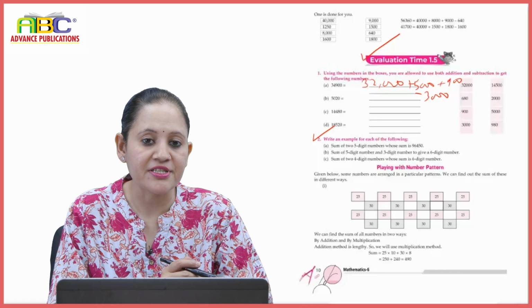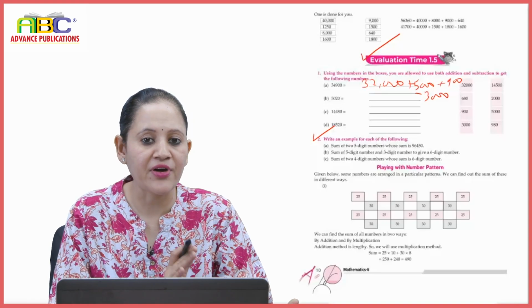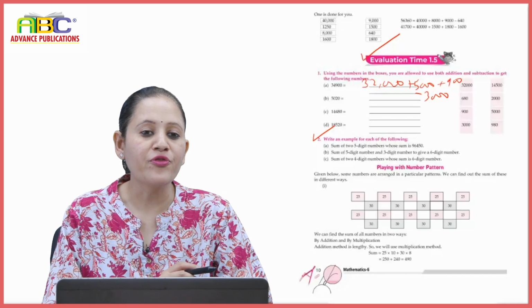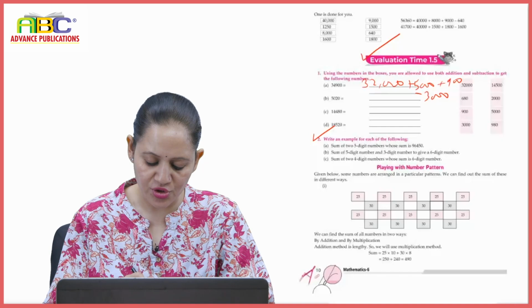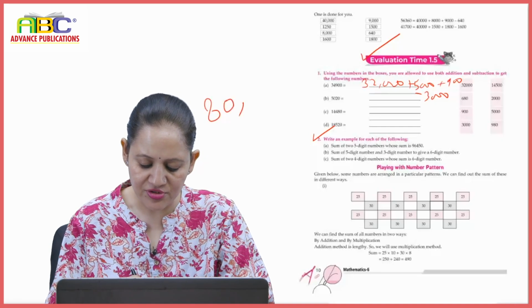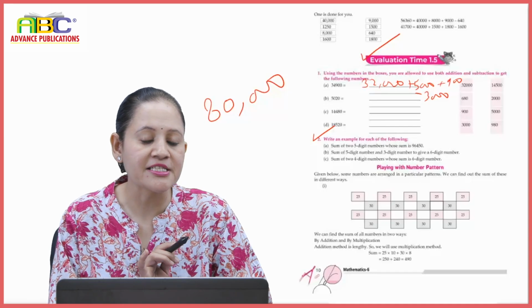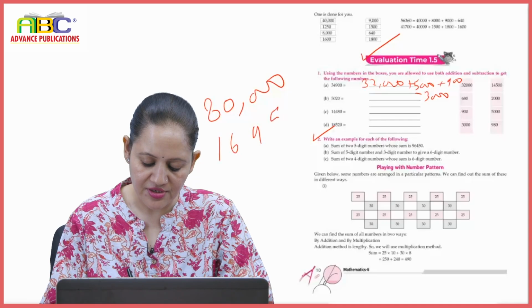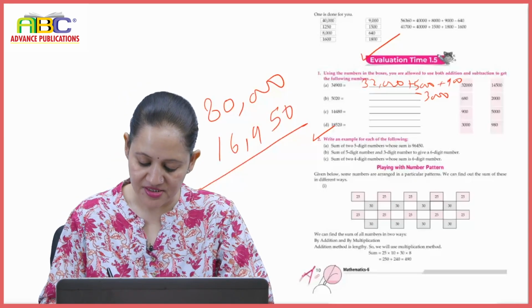Sum of two 5-digit numbers whose sum is 96,450. You have to find any two 5-digit numbers whose sum is 96,450. So you can take 80,000. Now you have to find out the number so that the sum should be 96,450. So if we add 16,450 to it, the sum will be 96,450. Clear? Next, playing with the number patterns.